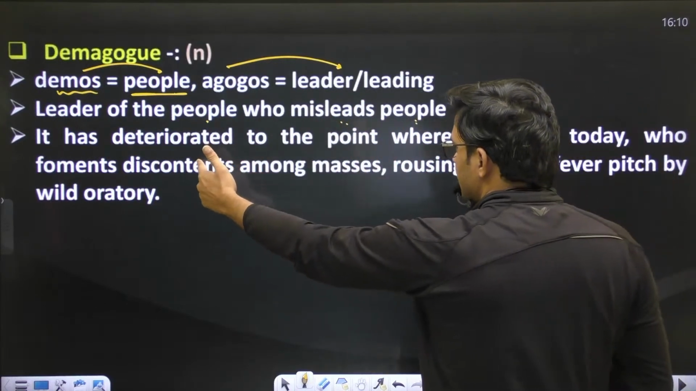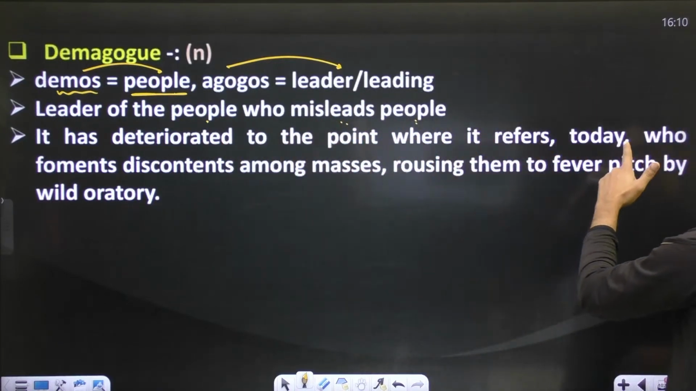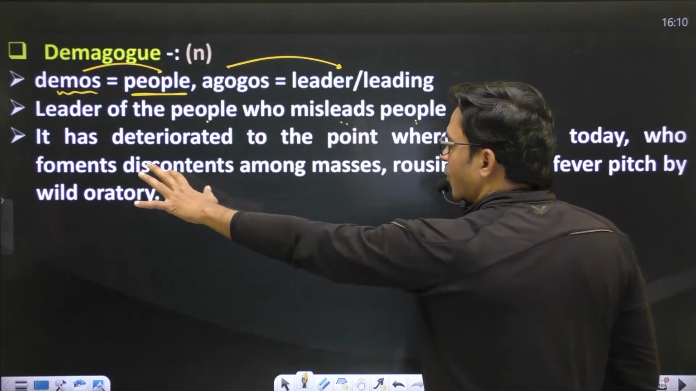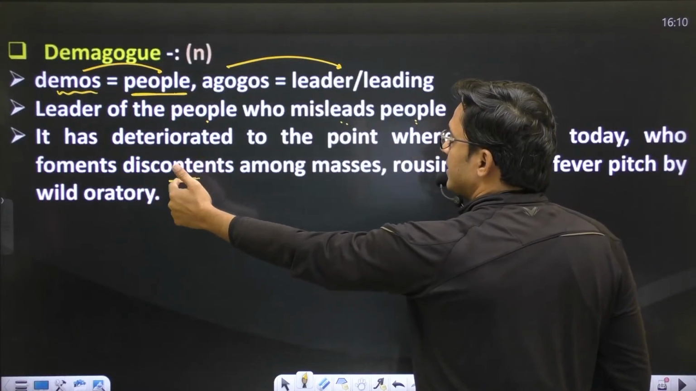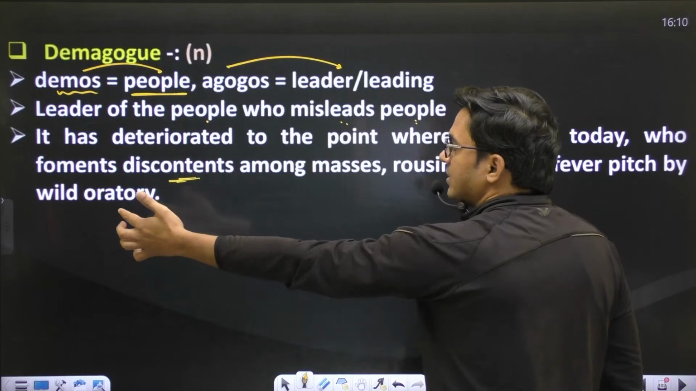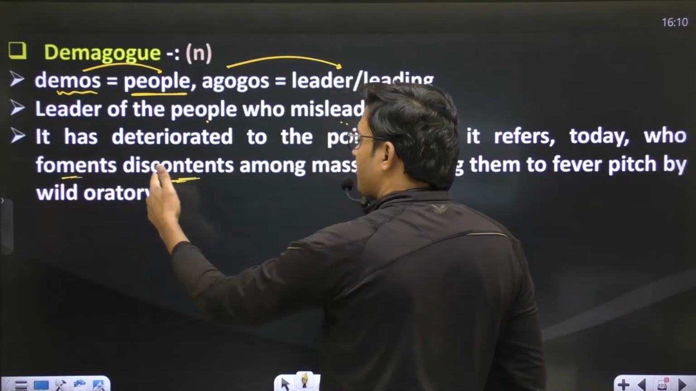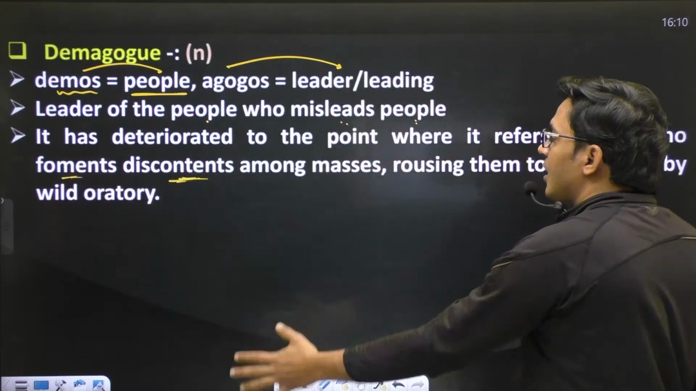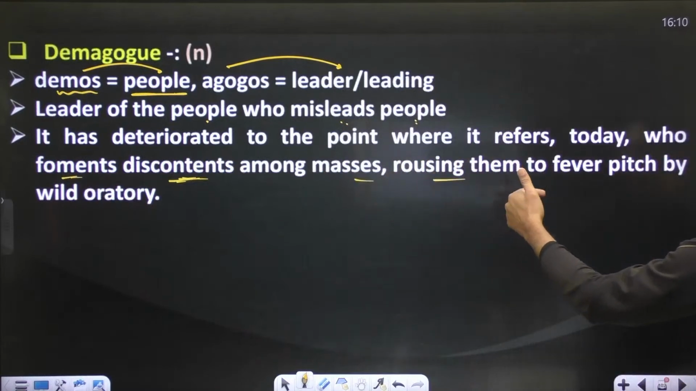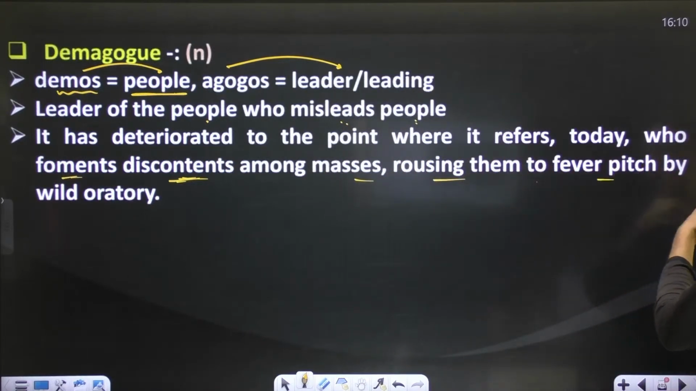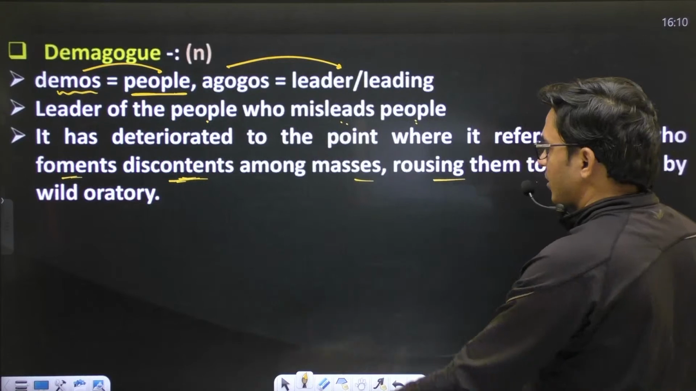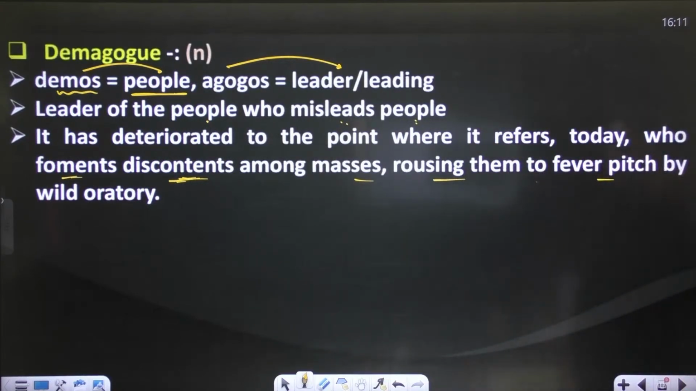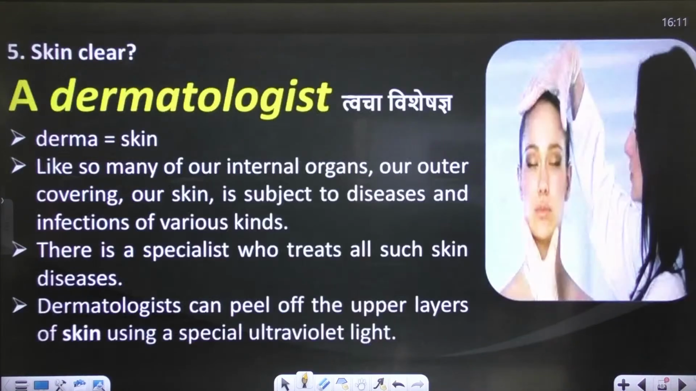It has deteriorated to the point where it refers today to one who foments discontents, right? Dissatisfaction, who spreads discontents among masses, rousing them to fever pitch by wild oratory. Okay, so that person is a demagogue. Okay, move to the next one.